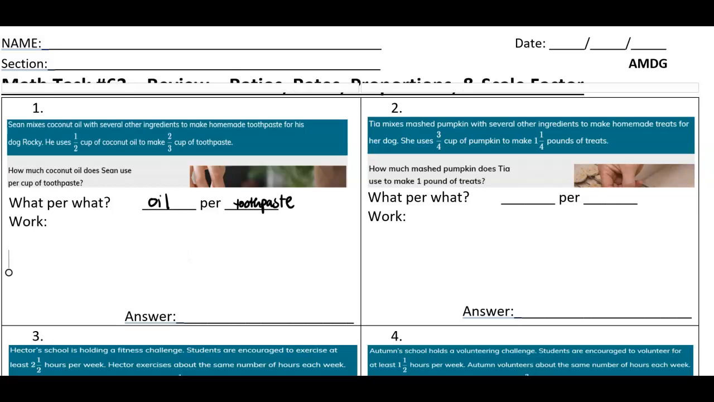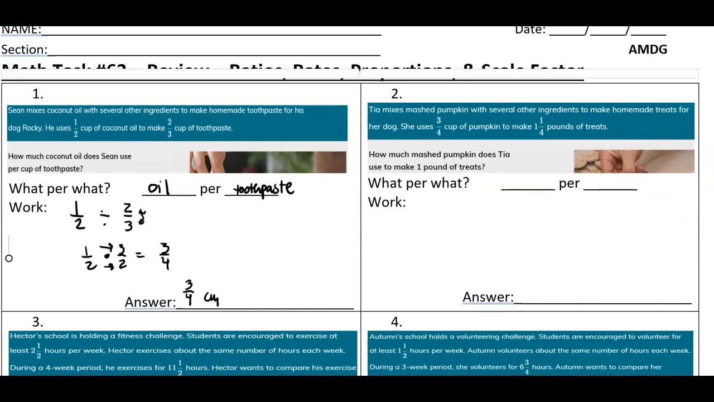So your work is 1/2 cup of coconut oil divided by the 2/3 cups of toothpaste. Remember, when you divide, flip the second fraction. So 1/2 times 3/2, multiply straight across, you get 3/4. And then write your answer as 3/4 cups of oil per 1 cup of toothpaste. All right, you pause the video and try and do number 2 yourself.